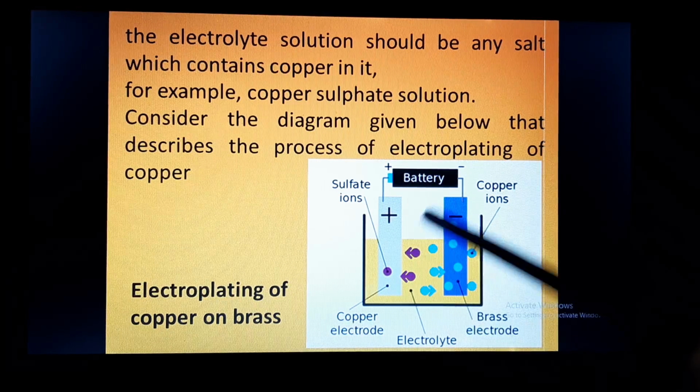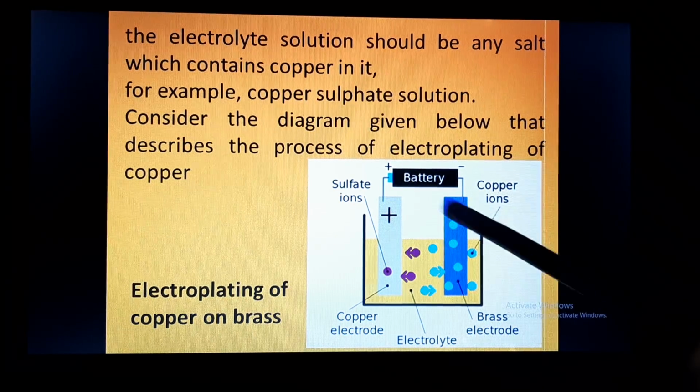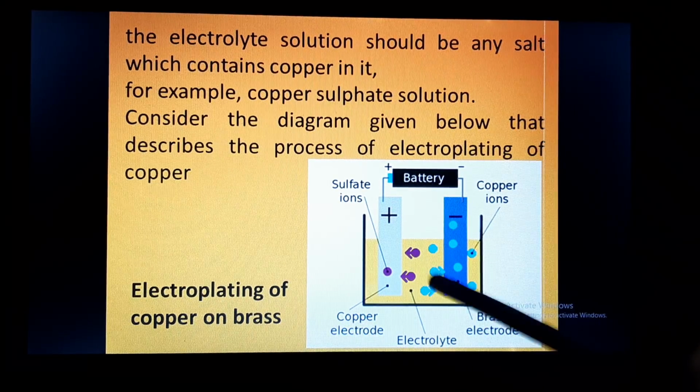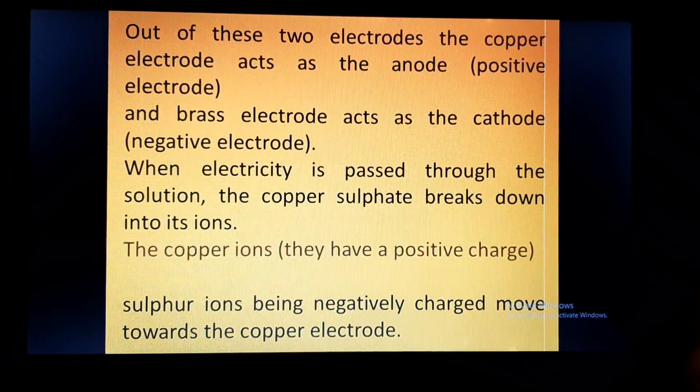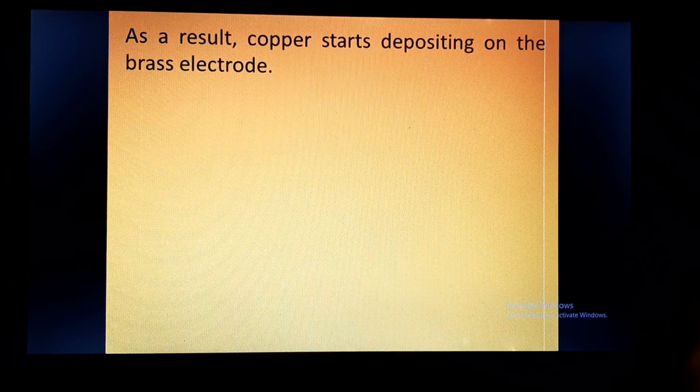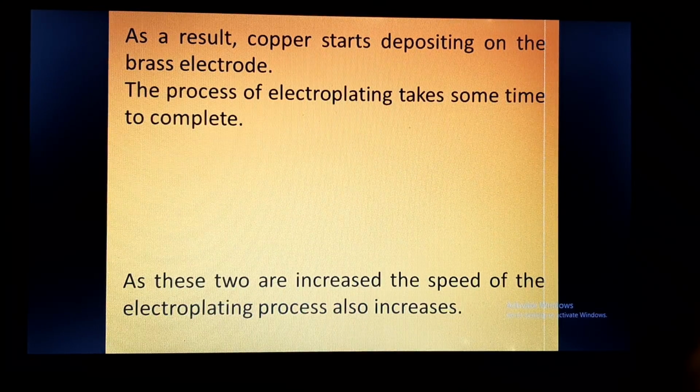Now, positive charges will go to the negative terminal and negative charges will go to the positive terminal. So hence the electroplating can be done. As a result, copper starts depositing on the brass electrode.